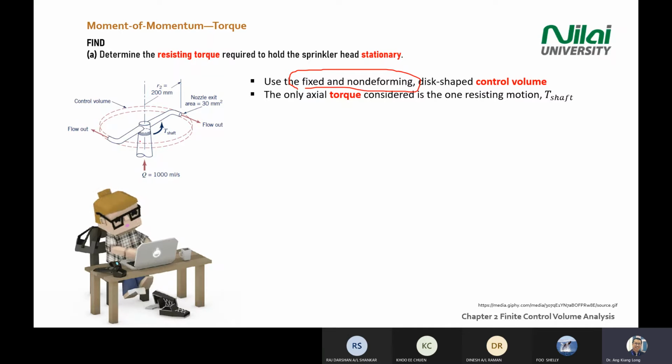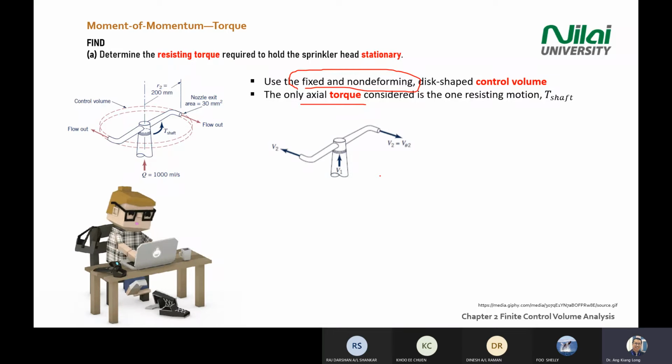As you can see, the control volume is highlighted in this form. Then we're going to look at axial torque only, that is given in the diagram, which is T shaft. Next one, you draw a diagram with the velocity V, which is the fluid velocity. V is the fluid velocity that you measure.